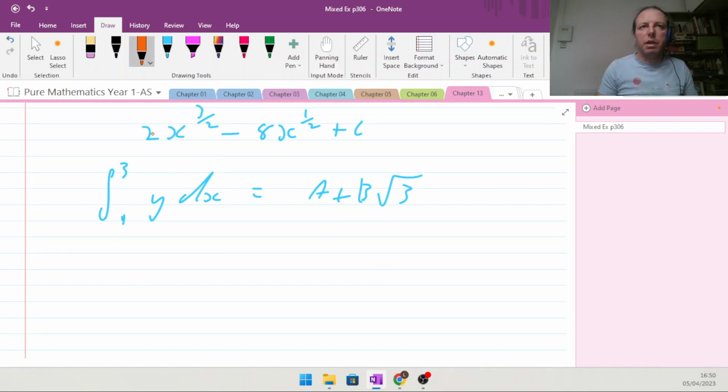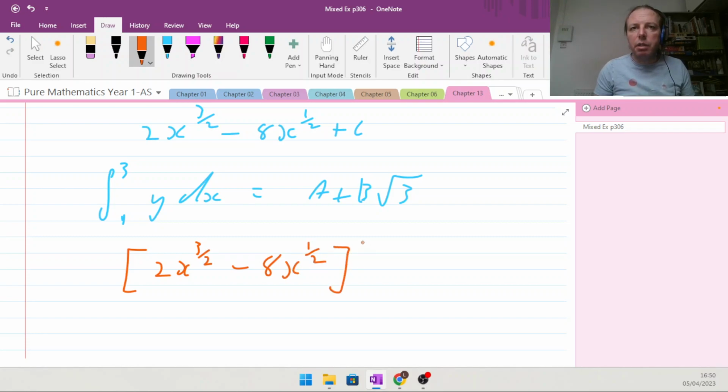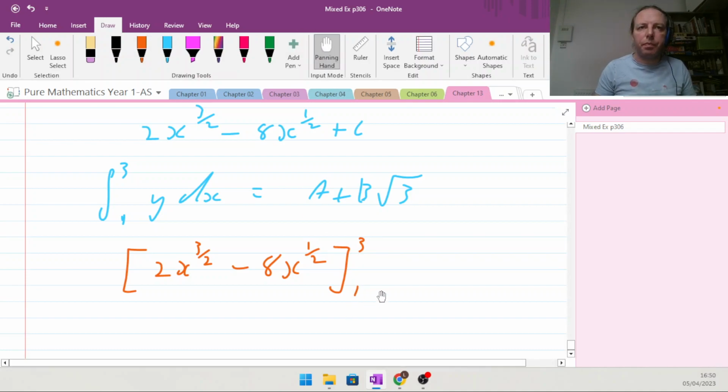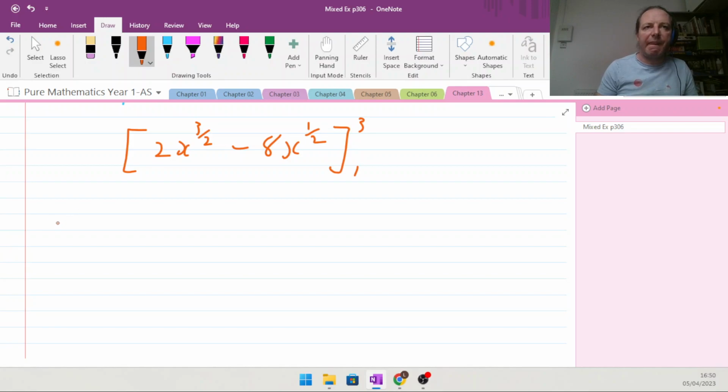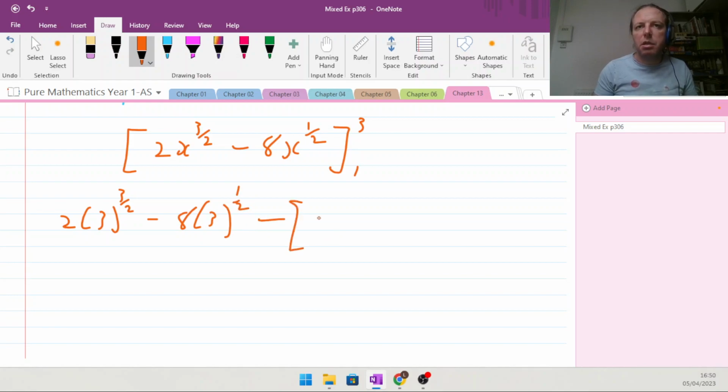So we can go straight in there with the integral of 2x to the 3 over 2 minus 8x to the half, for 3 and 1. 2 times 3 to the 3 over 2 minus 8 times 3 to the power of a half, minus 2 times 1 to the 3 over 2 minus 8 times 1 to the power of a half. You notice I always leave my minus on the outside and change all the signs afterwards.